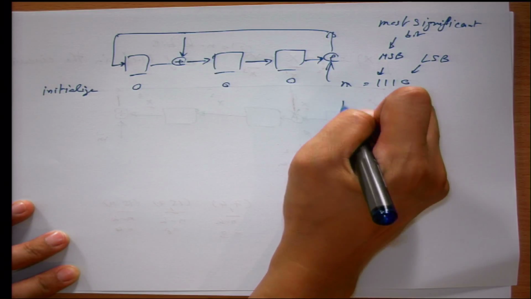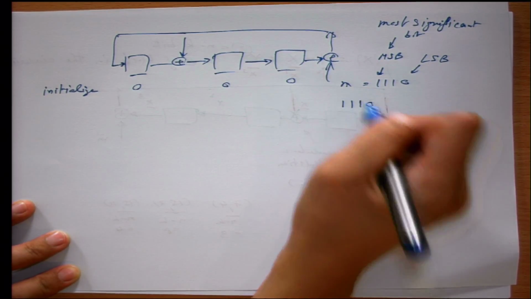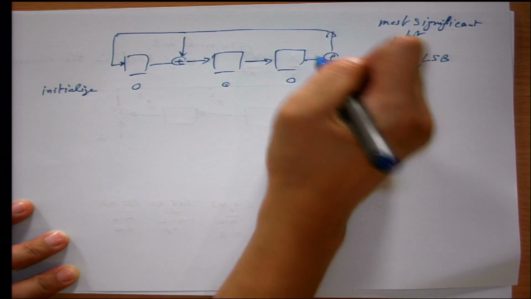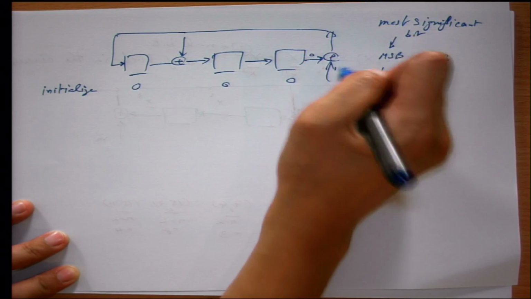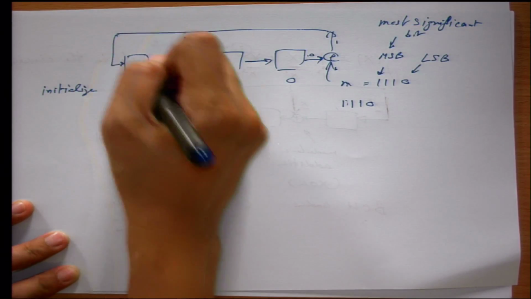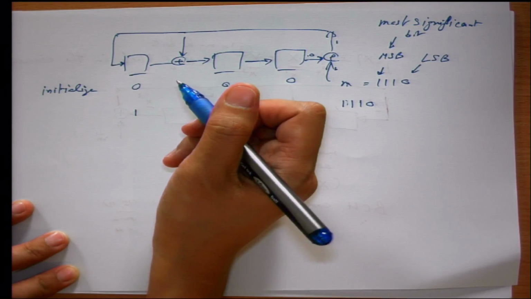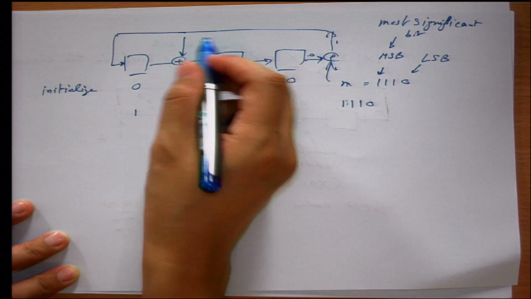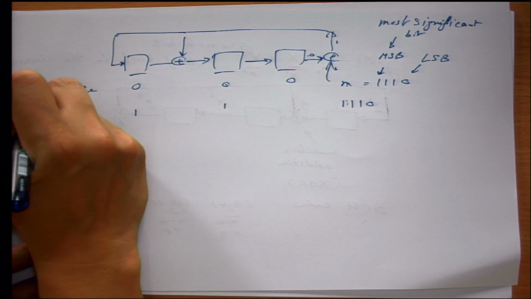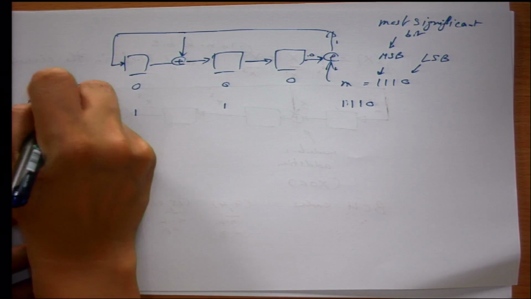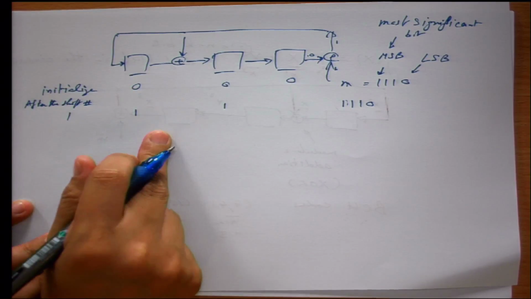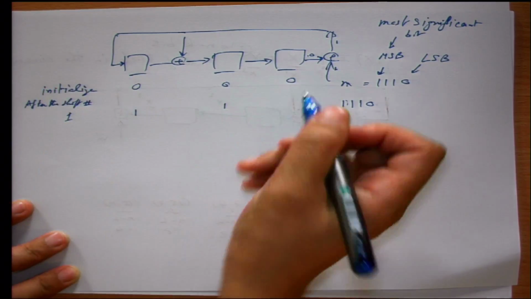Then 1110 is coming in. When 1 comes in, what happens? 1 is here, this is shifted out as 0, 1 plus 0 is 1, feedback over here, so this is 1. This is 1, and then this is also 1. After the shift, you first shift it one time, and you get this.